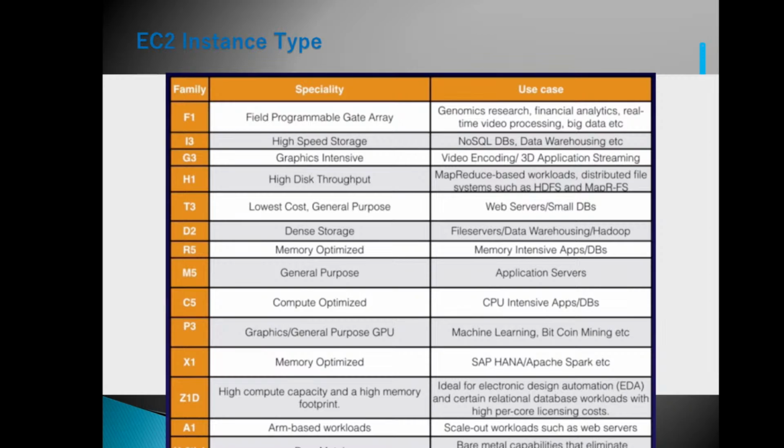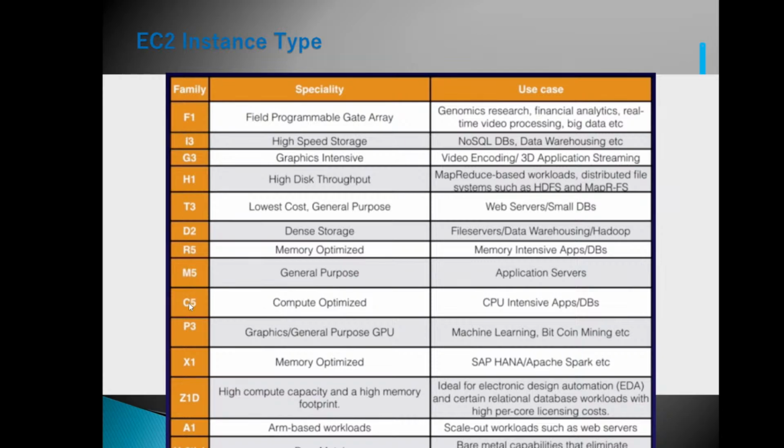First understand the nomenclature. So F, I, G, H. These are the initial characters of the particular family. If it's graphics intensive, it's G. If it's high disk throughput, it's H. Then if it is memory optimized, then R, general purpose M, compute optimized C.